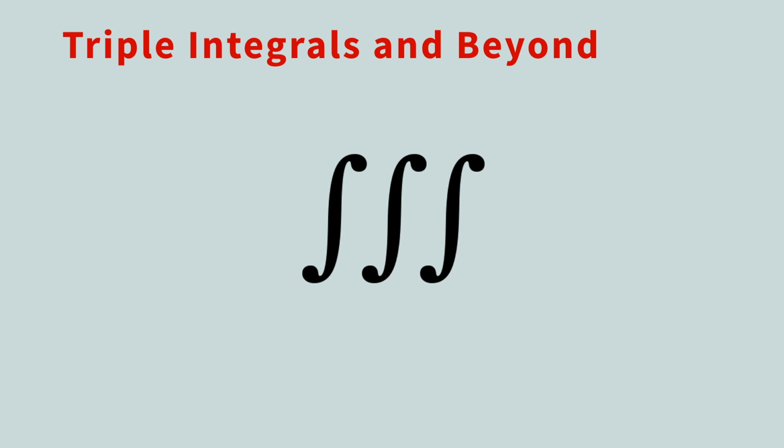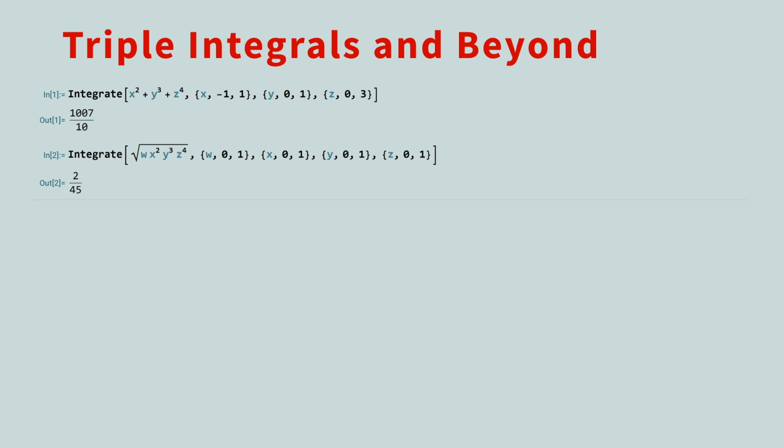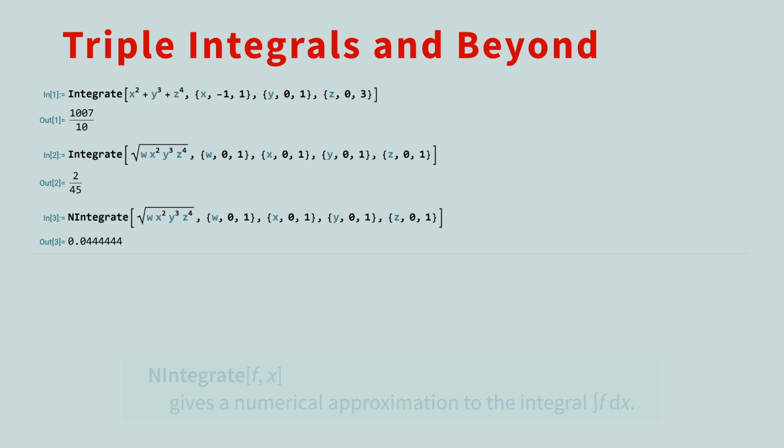Triple integrals and even higher order integrals are computed in a similar way. Use Integrate with your function as the first argument, and then a list for each variable with its bounds of integration. There really is no limit to the number of variables you can have. NIntegrate also supports higher dimensional integrals.